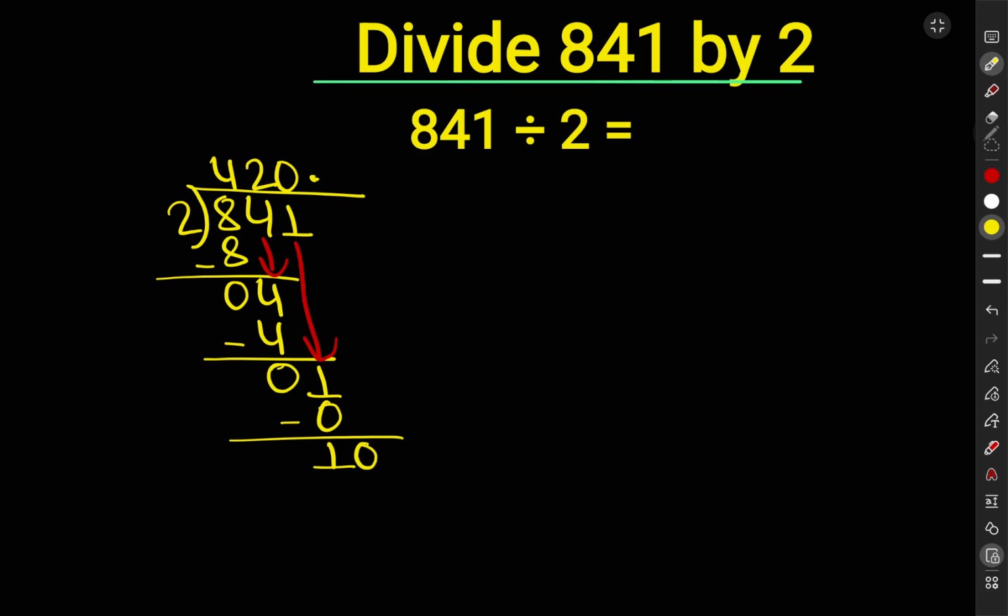So it is 10, and 2 times 5 is 10. On subtracting we get 0. So 841 divided by 2 is 420 decimal 5.